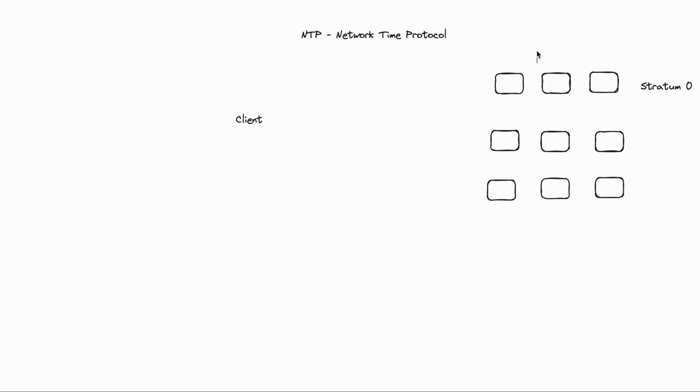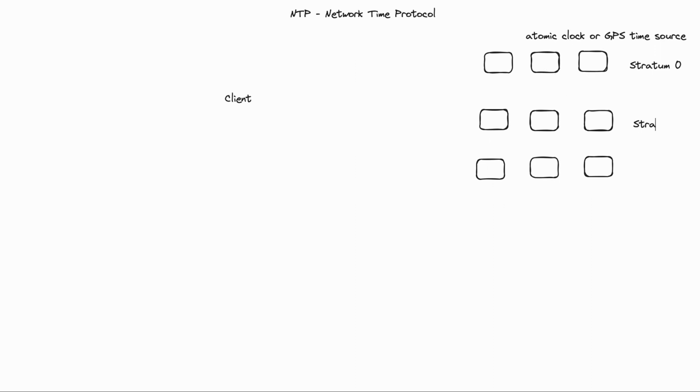This is where the atomic clock or GPS time source will be used. The atomic clock will provide the correct time. The machines in stratum 1 get the time from the stratum 0 machines. Stratum 0 machines have the most accurate time, since they have an atomic clock and a GPS time source. This is high time precision, so these machines keep the time precision very high.